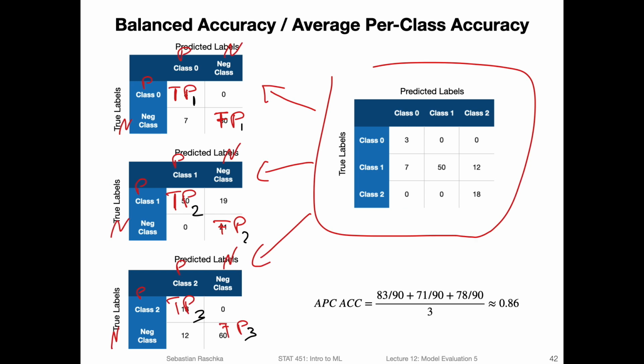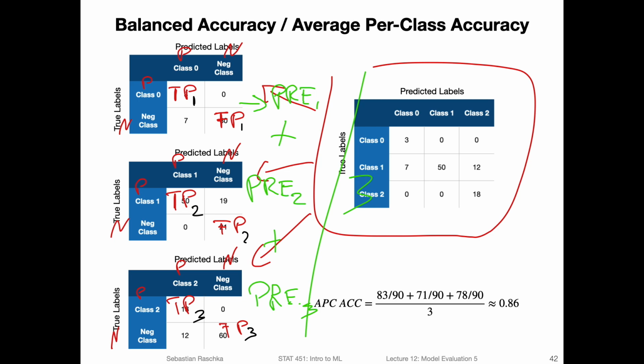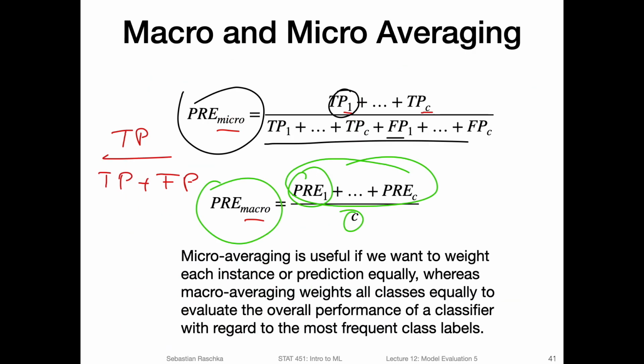So in that case we would compute the precision for class 1, the precision for class 2 as positive label, and the precision for class 3 as positive label, and then average over these, adding them together and then dividing by 3. This would be our macro averaging. Both are acceptable ways of doing that.